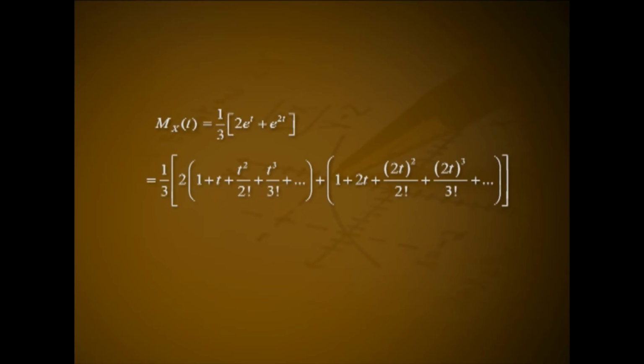We can get the raw moments by expanding the MGF. The expansion of MGF is as follows. M_X(t) equal to 1 by 3 into 2 e raised to t plus e raised to 2t. That is equal to 1 by 3 into 2 into 1 plus t plus t square by 2 factorial plus t cube by 3 factorial plus etc., plus 1 plus 2t plus 2t the whole square by 2 factorial plus 2t the whole cube by 3 factorial plus etc. That is 1 plus 4t divided by 3 plus 6t square divided by 3 into 2 factorial plus 10t cube divided by 3 into 3 factorial plus etc.